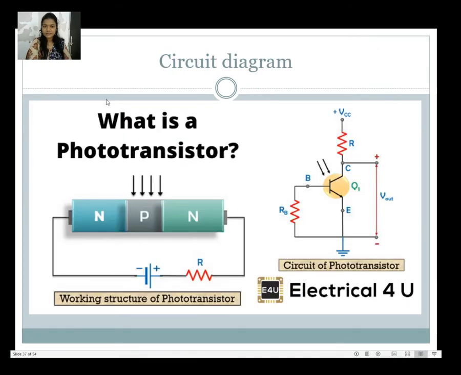This is the circuit diagram of a phototransistor. It is similar to a BJT, that is, an NPN transistor. This is the supply, this is the resistor, and here the light strikes on the junction. This is the structure and this is the circuit diagram. This is the phototransistor: this is your base, this is your collector, and this is your emitter.